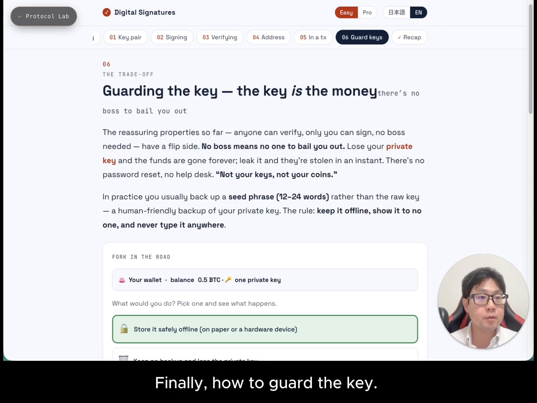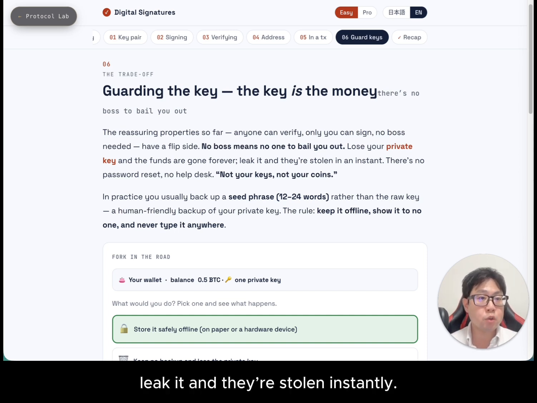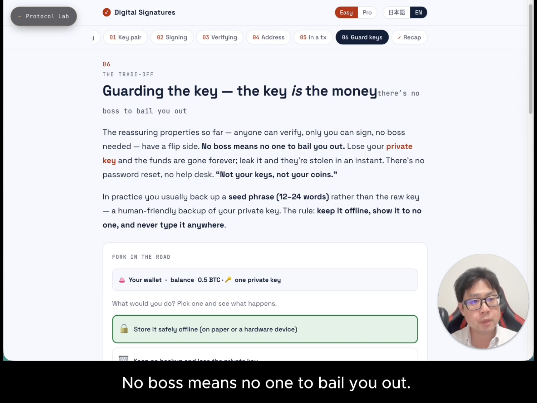Finally, how to guard the key. The flip side of all this power. Lose a key and the funds are gone forever. Leak it and they are stolen instantly. No boss means no one to bail you out. Not your keys, not your coins.